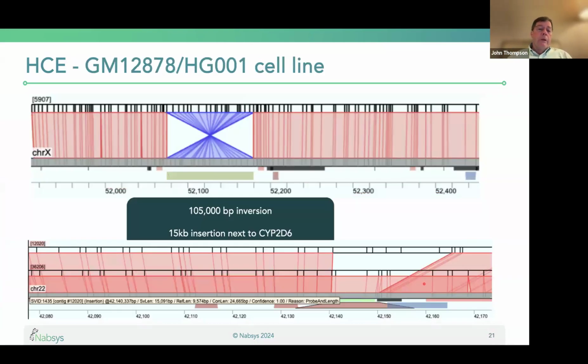Here's some data from HG001, or you may know it also as 12878. So there's an insertion, about 105,000 bases on chromosome X. There's also a duplication next to the CYP2D6 gene, creating CYP2D7. And again, that comes up, and it's actually a heterozygous insertion here. So you see two different maps here, one with the normal DNA and one with the CYP2D7 allele.